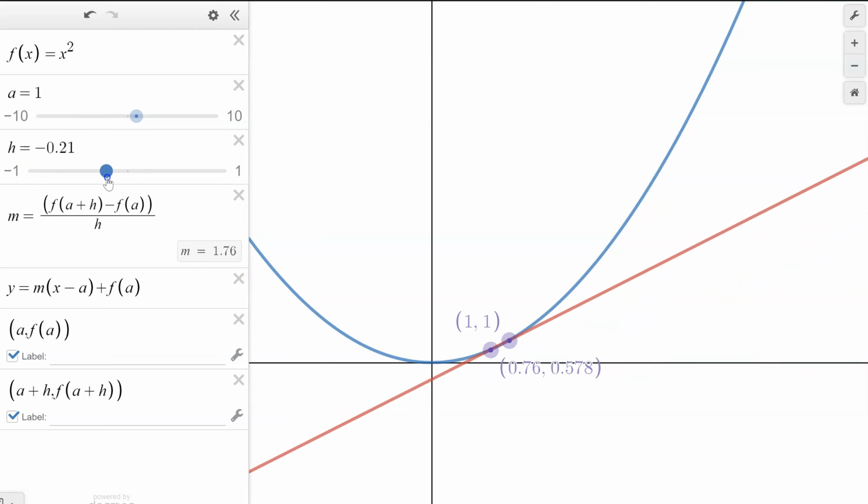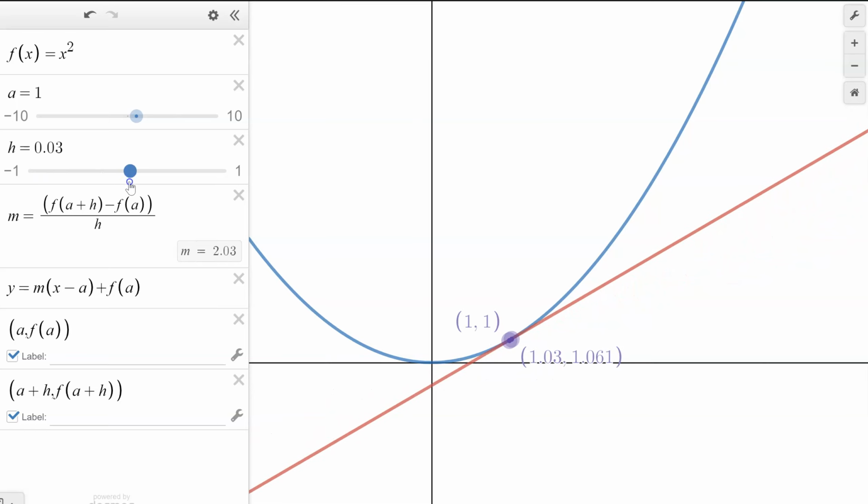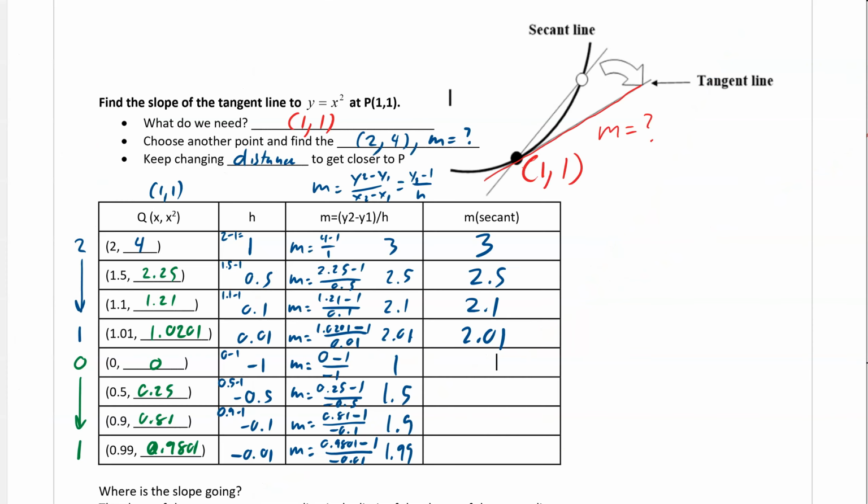And then it gets closer and closer, and you can see how it's getting bigger until we get to that 1.99. You notice it says undefined when I hit 0. That's because you can't do it with 1 point. So -0.01 is 1.99. So that's all you're doing here: we're taking these and seeing what they approach. And so this one is approaching 2.01.